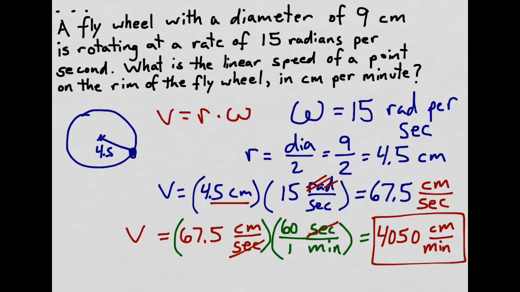The point on the rim of a flywheel that has a diameter of 9 centimeters and is rotating at a rate of 15 radians per second, that point will be moving through space at a velocity of 4,050 centimeters per minute.